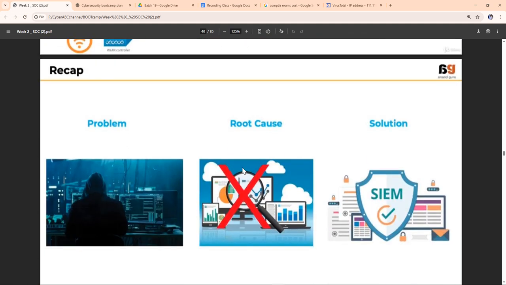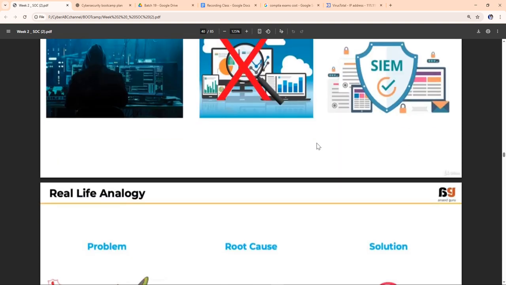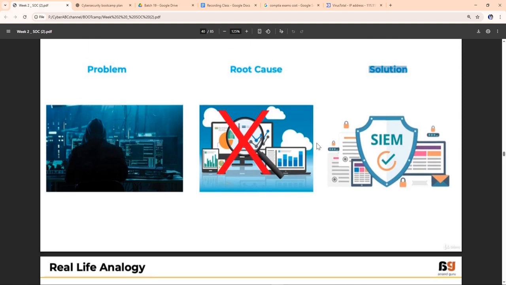So let's do a recap. We'll be ending here for today. We noticed the problem in the industries. We found out the root cause, which was lack of visibility, and now we introduce a solution called the SIEM. That will be where we stop for today.